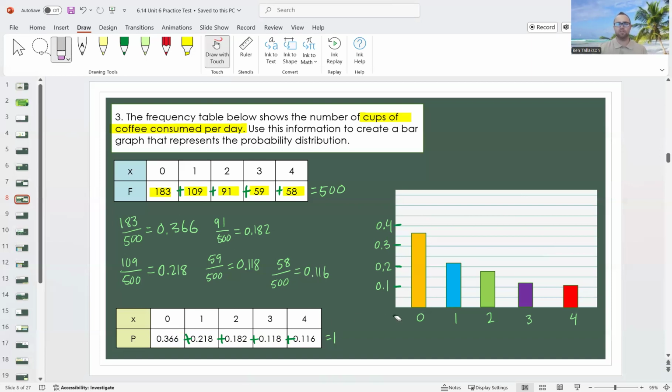Now we have all the information we need, and it's time to make our bar graph. The x-axis are the x values, 0 through 4. Easy. When it comes to the probabilities, you need to determine which values you want to put on the y-axis by looking at what you have. Well, the highest value I see is 0.366.